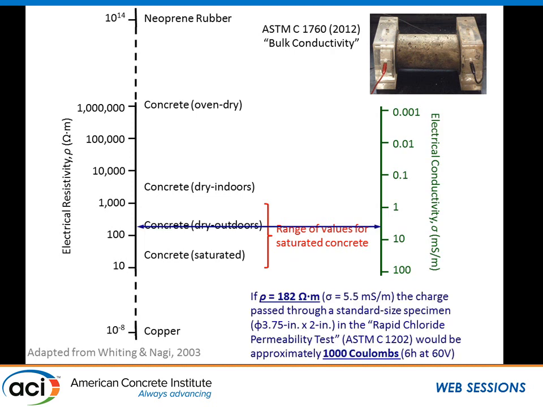For those of you who are really familiar with the rapid chloride permeability test and like to talk in terms of coulombs, if you took a concrete with a resistivity of about 180 ohm meters and you actually then put 60 volts across a 4-inch diameter by 2-inch thick disc like you do in 1202, you would get a current flow of around about 1,000 coulombs. So your 1,000 coulomb concrete that lots of the DOTs like to use is equivalent to about 180 ohm meters, or about 5 millisiemens per meter. So just to give you an idea for where these values sit.